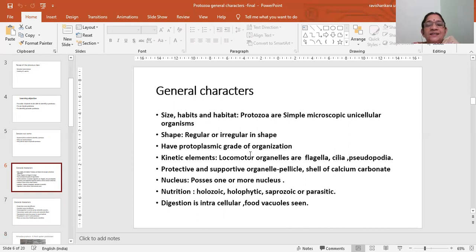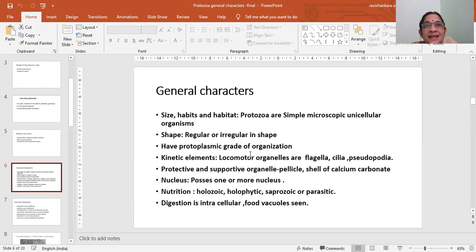To list the general characteristics of this phylum Protozoa, we first have to define Protozoa. How do you define them? They are unicellular animals, first formed animals. Proto means first, zoa means animal. First formed animals are Protozoa. These are the early formed animals, and to study their general characteristics, we will begin with the size of the protozoa.